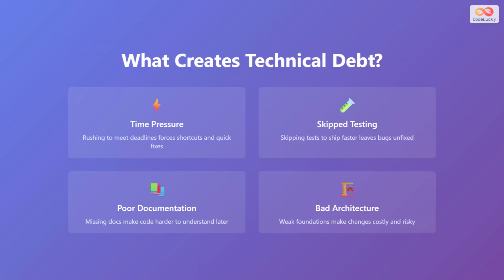Technical debt is created by several common situations in software development. Time pressure is a major cause, where developers rush to meet deadlines and resort to shortcuts. Skipping testing means code is released without proper verification, leaving bugs unfixed. Poor documentation makes code harder to understand and maintain later. And bad architecture creates weak foundations that make future changes costly and risky. Each of these factors contributes to technical debt, but the common thread is prioritizing speed over quality.